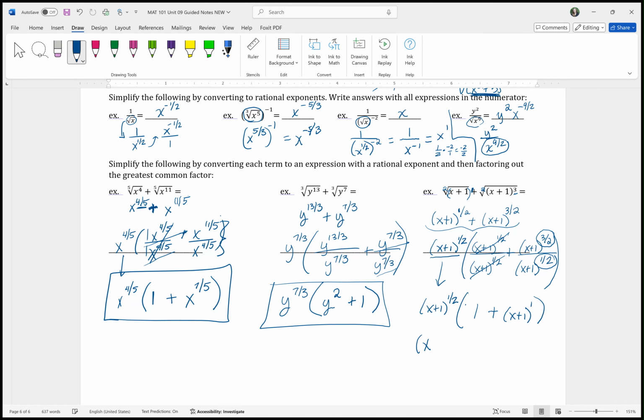So this is going to be x plus 1 to the 1/2 times 1 plus, do I need this 1? No, so we're going to just take off the parentheses. X plus 1. And lastly, x plus 1 to the 1/2 times, add like terms. So it's kind of weird that you can do this here, but it's cool. 1 plus 1 is 2. So we're going to write this as x plus 2. And now it's fully factored, and that's our final answer, which I think is super cool.